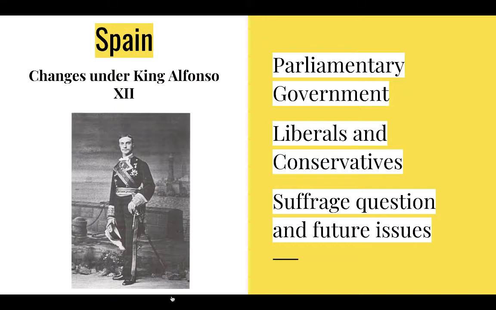Then we wing our way over to Spain. The main king in Spain is King Alfonso XII, and he is going to, in 1875, bring in a new constitution, and a parliamentary government is going to be created. You will have two parties, liberals and conservatives. However, one of the main issues is that suffrage was only for the property class, so you had to own property. So no matter who was in charge, pretty much all policies would favor the wealthy because they're pretty much the only ones that can actually vote.